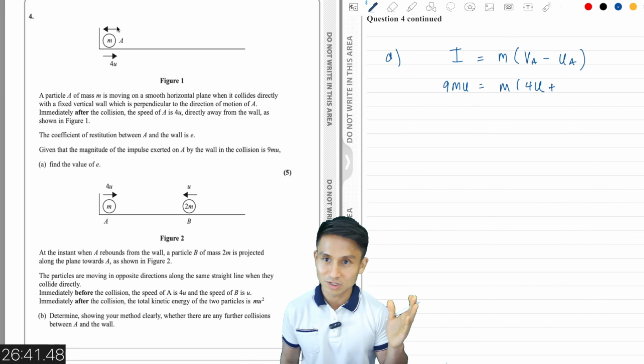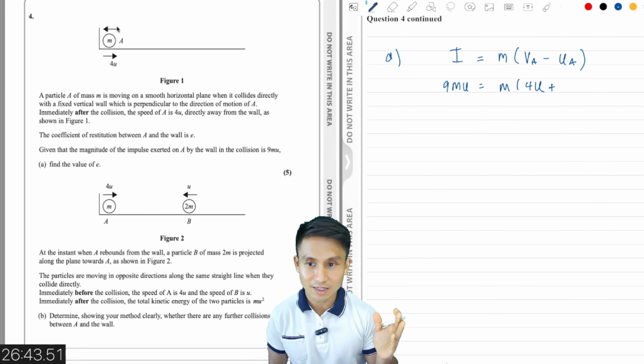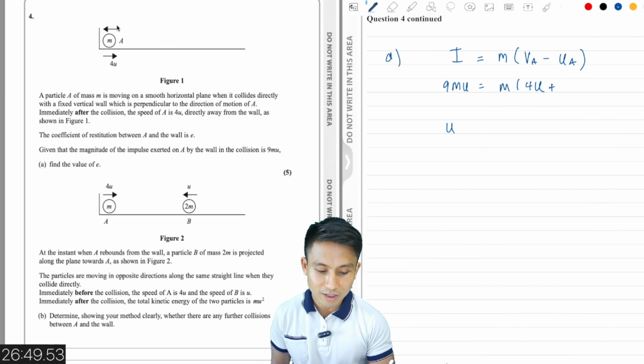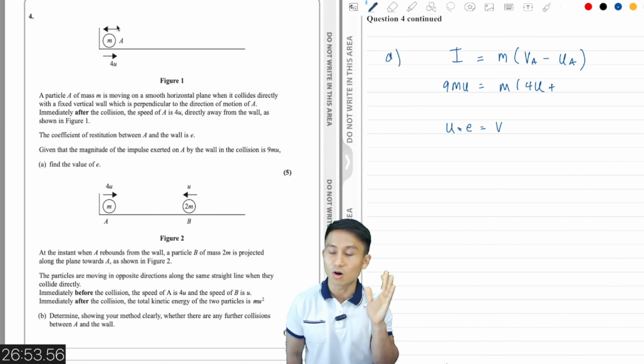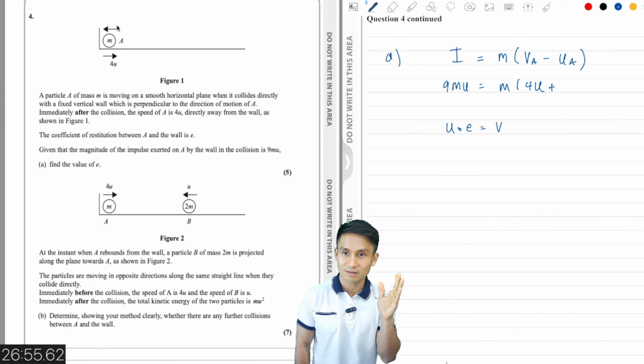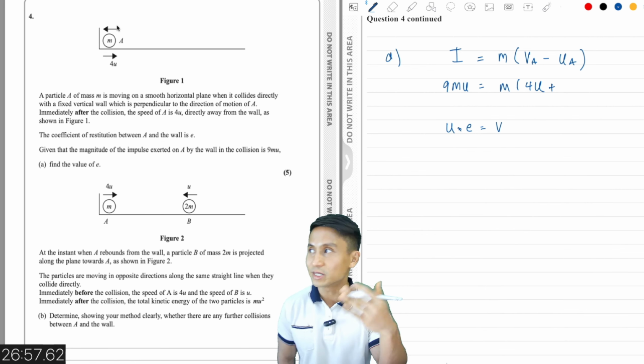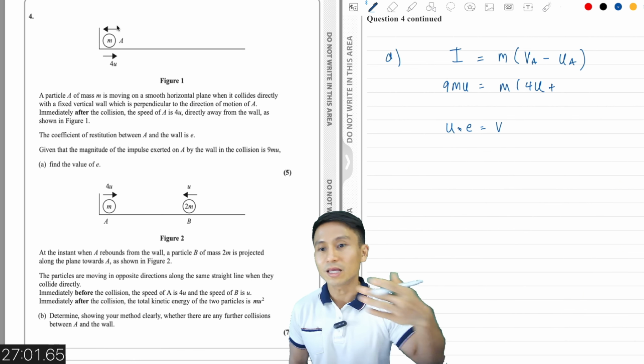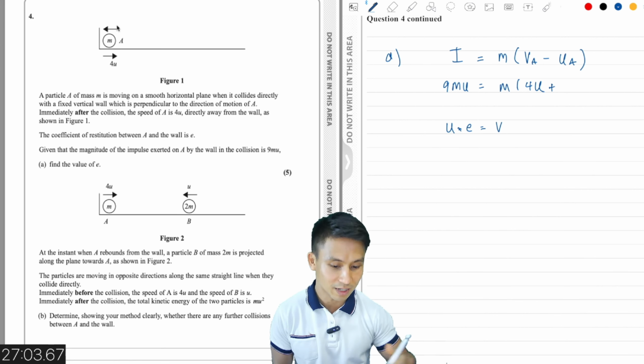I hope you understand that. We know that the initial speed times E will be the final speed when you hit the wall. Just as simple as that. Because the wall doesn't move, it simplifies the coefficient of restitution equation. You just multiply E with the initial speed, you get the final speed.